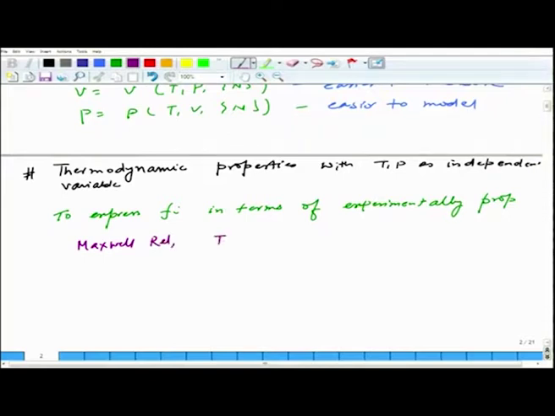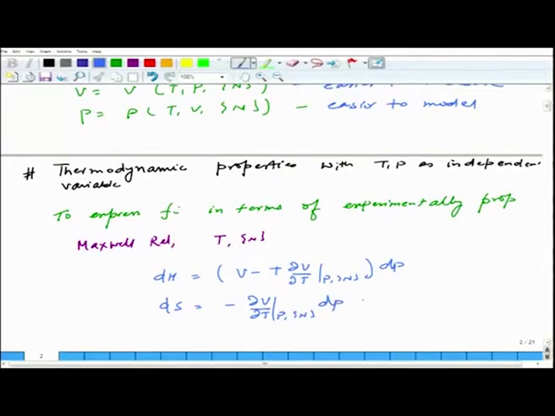Now, as we know from the Maxwell relations, at a constant temperature and composition, we have the following expression for the enthalpy in differential form, and we can also write entropy in differential form. This is directly from the Maxwell relations, the second one particularly.